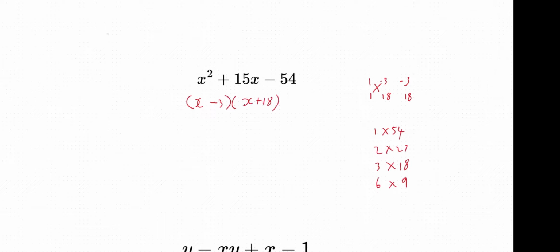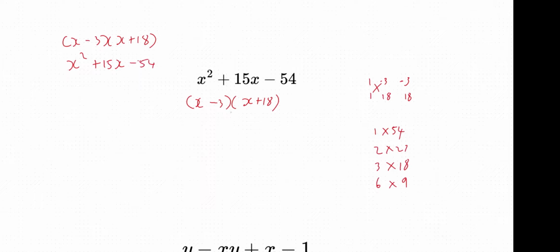Now, this is not part of the solution. Our solution is done. But we're just going to check this quickly using FOIL: x minus 3, x plus 18, and we see we're going to get x squared plus 18x minus 3x, which is 15x, and then we multiply the last terms, get negative 54. And we know our answer is perfect.